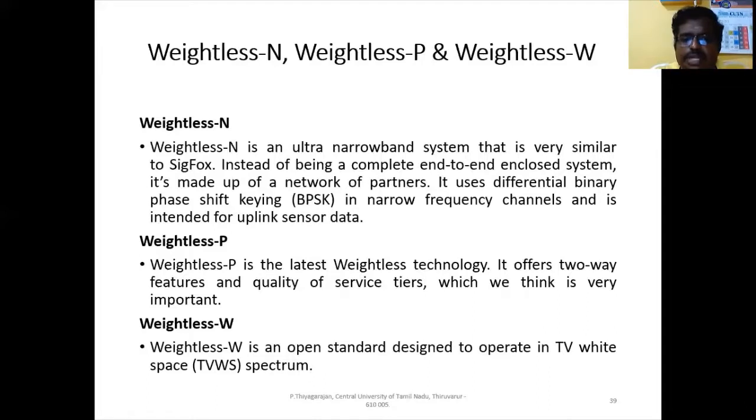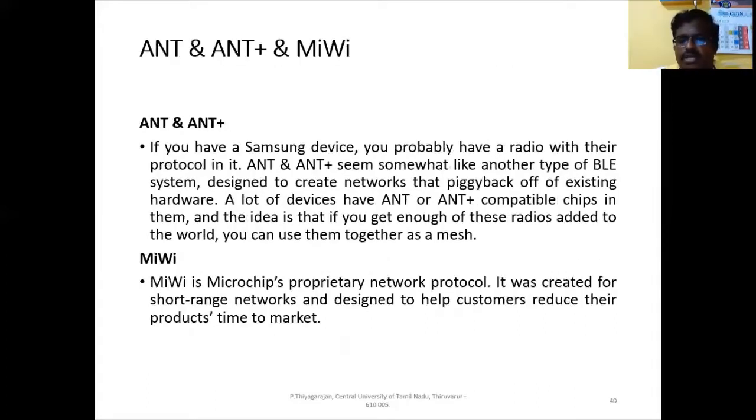Next, Weightless-P is the latest wireless technology. It offers two-way features and quality of service tiers. And next is Weightless-W. It's an open standard designed to operate in TV white space spectrum.